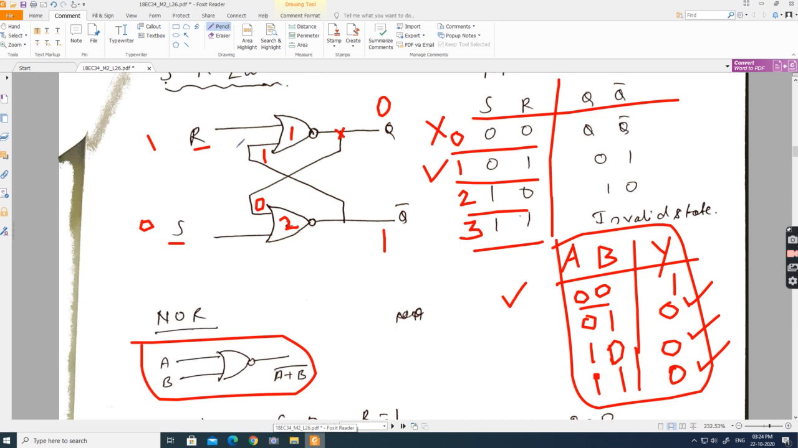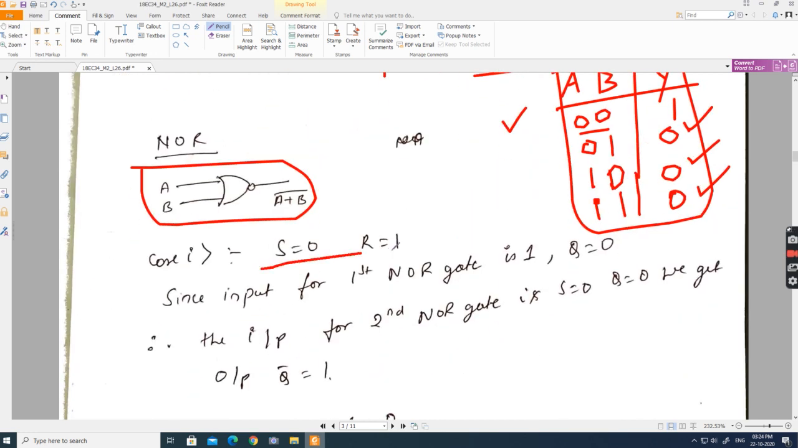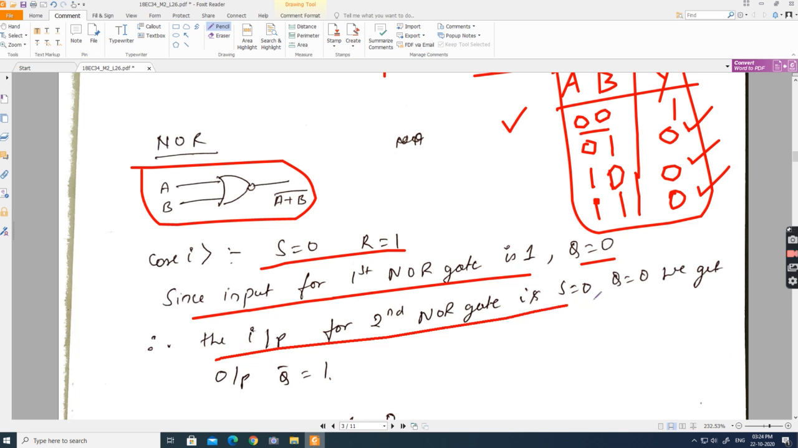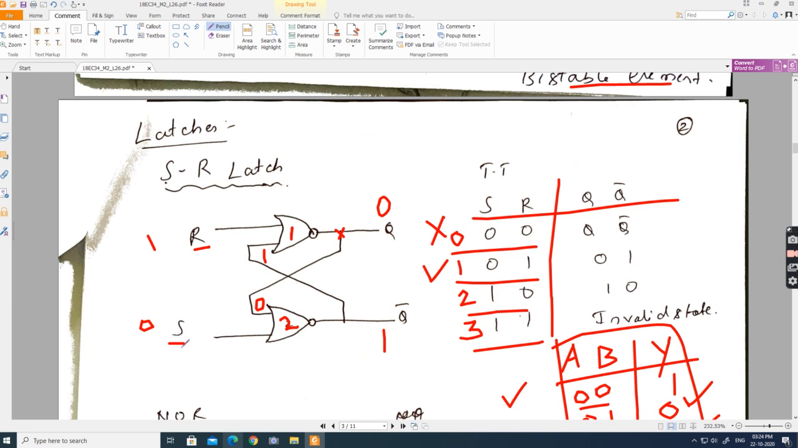Case 1: S is 0, R is 1. The output of the first NOR gate is 0. Hence, the input to the second NOR gate will be 0. The output of the second NOR gate will be 1. Understanding? Now write it down. Case S equal to 0, R equal to 1. Since the input for the first NOR gate is 1, Q is 0. The input for the second NOR gate is S equal to 0 and Q equal to 0. Hence we get output Q bar equal to 1. Is the circuit explained? Understanding everyone? Yes, sir.